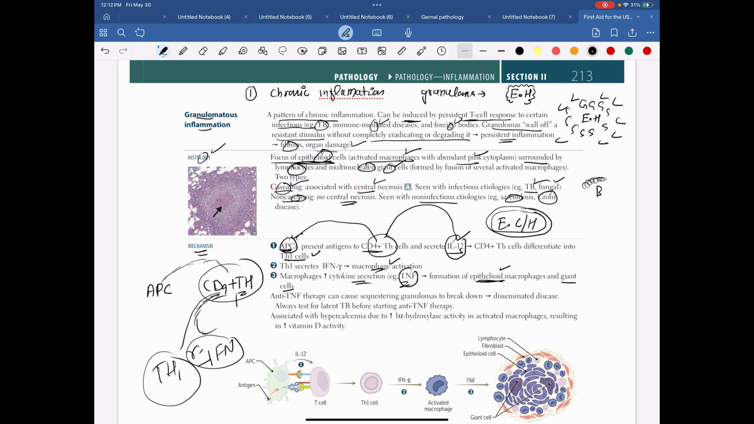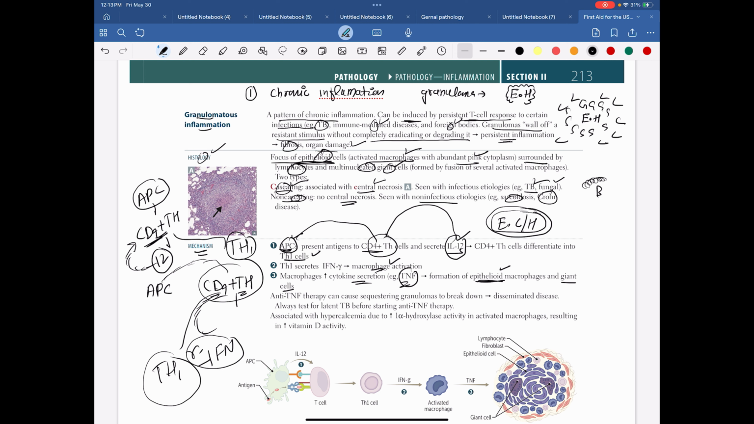So let's take a quick review again. First of all, you have to understand the first cells which participate: the antigen presenting cells. Antigen presenting cells take the antigen and present it to CD4 plus T helper cells. When they do, these CD4 plus T helper cells secrete interleukin 12. This interleukin 12 will go back and stimulate the CD4 plus T helper cell into a T helper 1 cell.